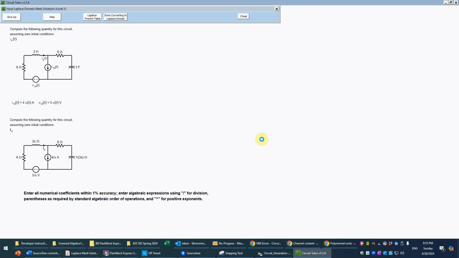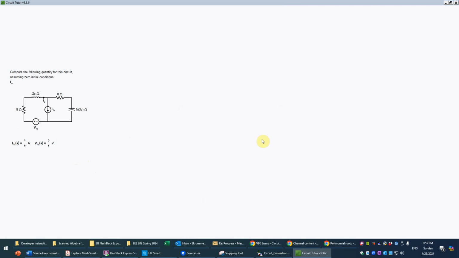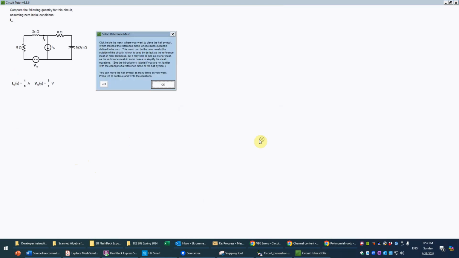So our next task then will be to select the reference mesh for mesh analysis. And if you're not familiar with that concept, it is discussed in the introductory tutorial on DC mesh analysis. So we need to select the appropriate reference mesh, and that can be either the outer mesh, as done in most textbooks, or it can be one of the interior meshes.